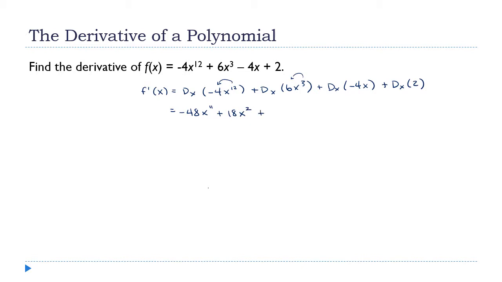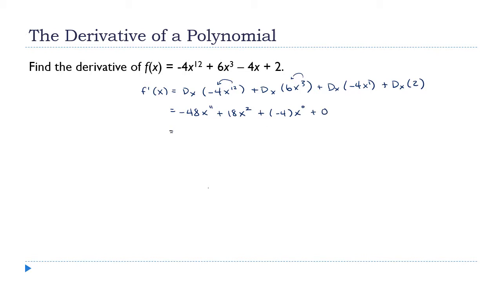Plus, now look, this one is a little different. It's a little unusual in the end, but I'm going to follow the same pattern. The exponent here is a 1. I'm going to multiply -4 by 1. That's -4. And I'm going to reduce the exponent by 1. 1 minus 1 is 0. Plus the derivative of 2. Well, we saw a couple slides back, the derivative of a constant is 0.